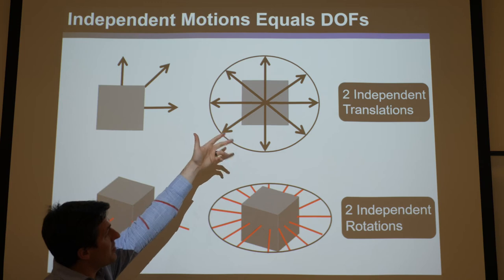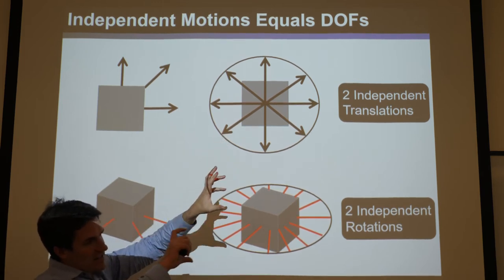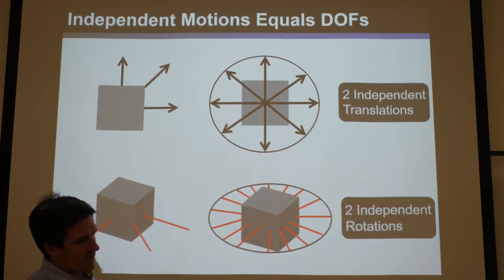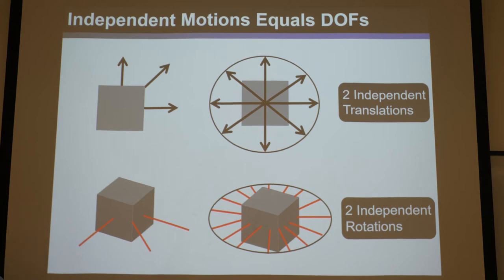Okay, same thing with this. You could pick any two translations, and if you translate them different amounts, you'd get translations in all the different directions. Okay, so first of all, I want you to memorize that. A disk of translations and a disk of rotations always has two independent things inside.